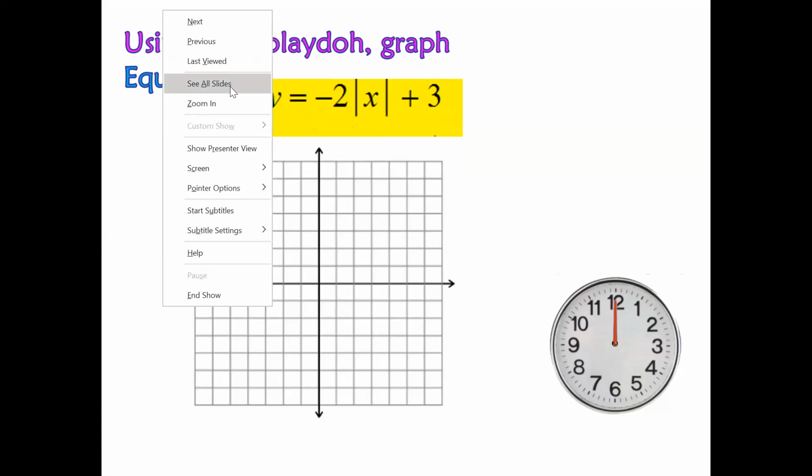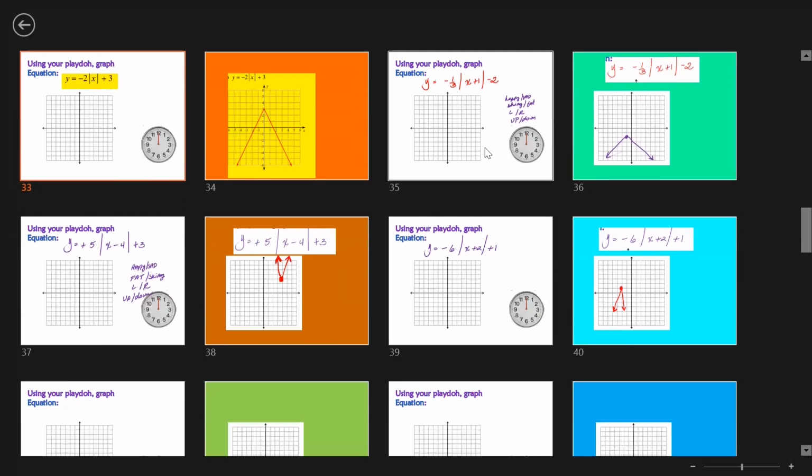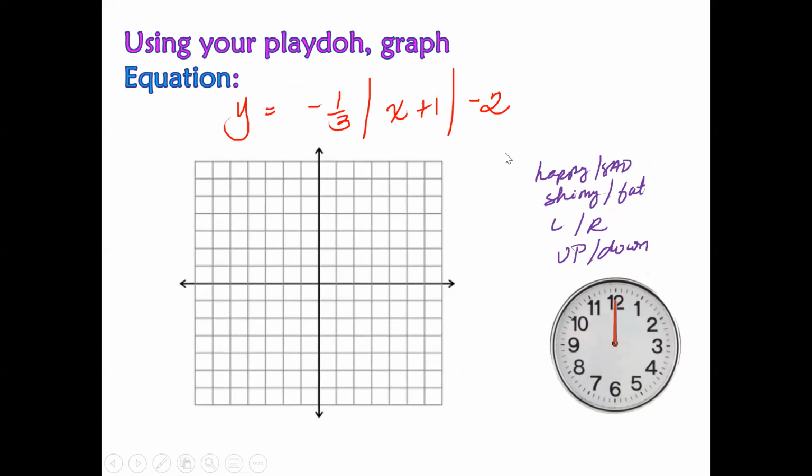All right, you guys, so I feel like we've done enough practice with this. Let's go ahead and jump into something a little bit more complicated. Let's go ahead and take a look at this one here.